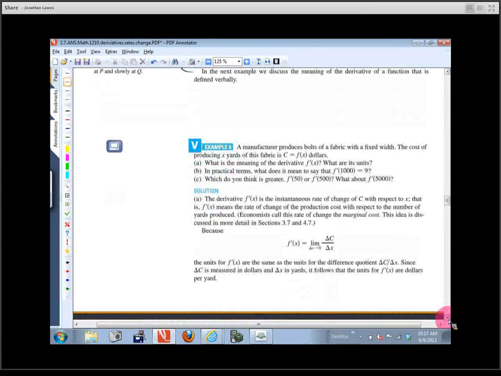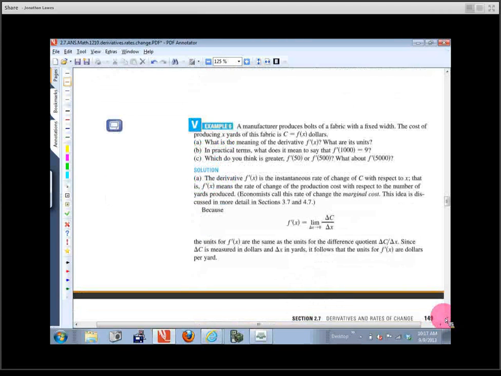is kind of a basic example. It's a manufacturing problem, and here's what we've got. Now think about the quantities that are being measured here, and think about how one variable is a function of another variable. It says a manufacturer produces bolts of fabric with a fixed width. Fabric is just coming off the machines, and it's always 3 feet wide or 10 feet wide or whatever it happens to be.